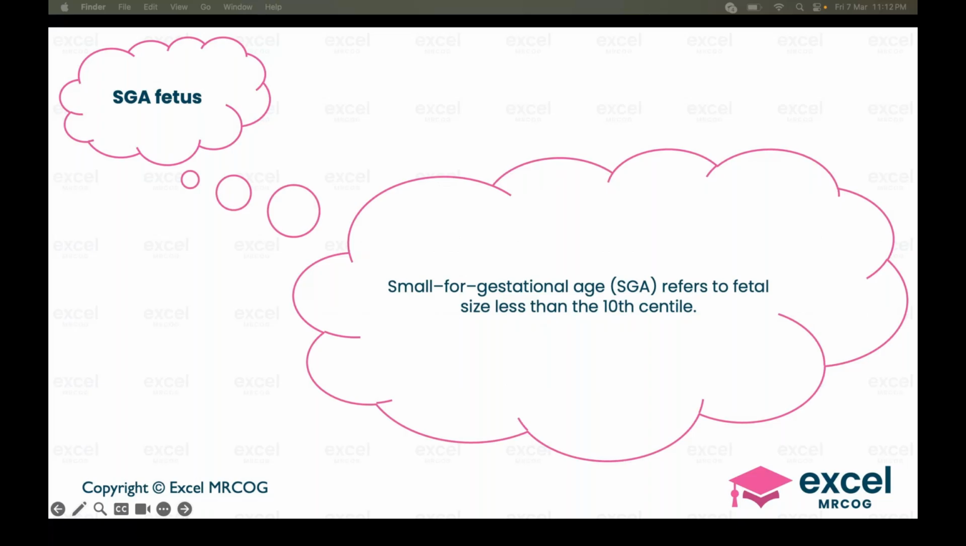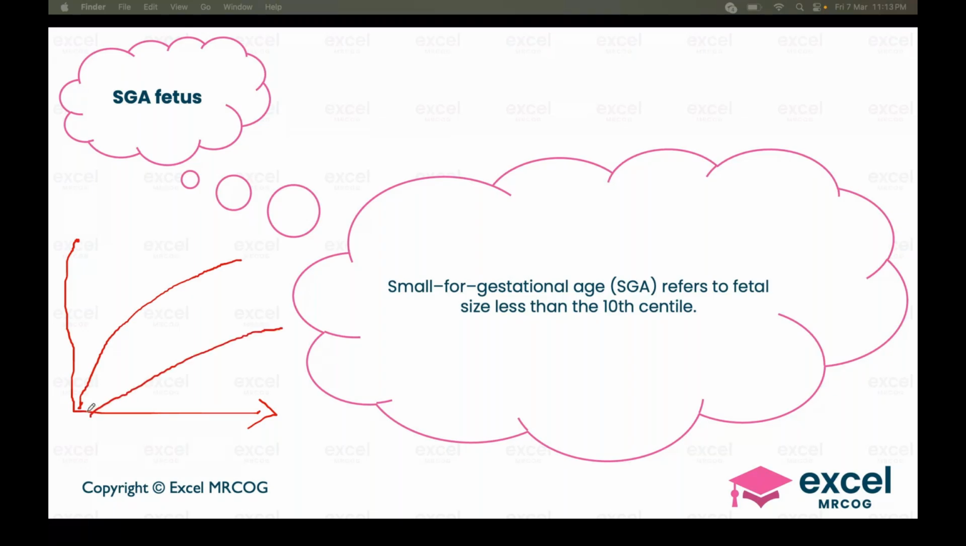So you have the growth plotted in this manner. Okay. So you have the growth curves which are going this way, this way, this way. Okay. So say this is the 90th centile, this is the 10th centile. Okay. Anything here is normal. Anything less than 10th centile is SGA. Anything less than 3rd centile, if this is 3rd, is what we are going to see next. That is FGR.